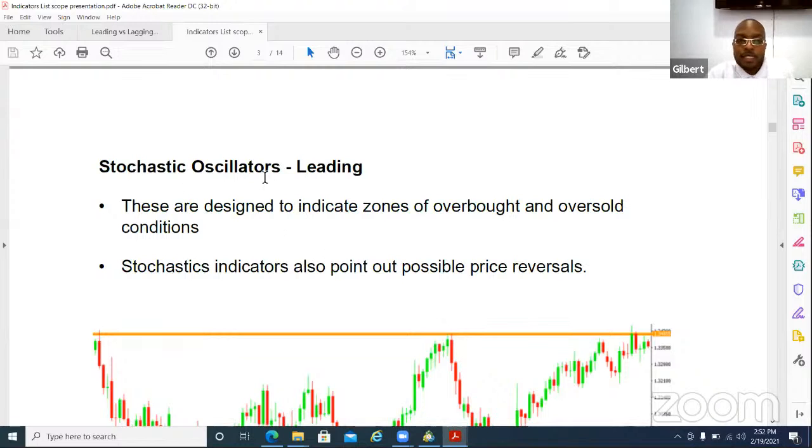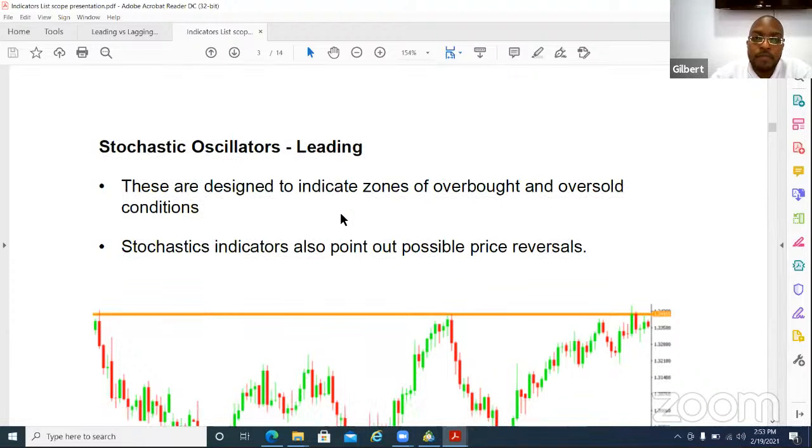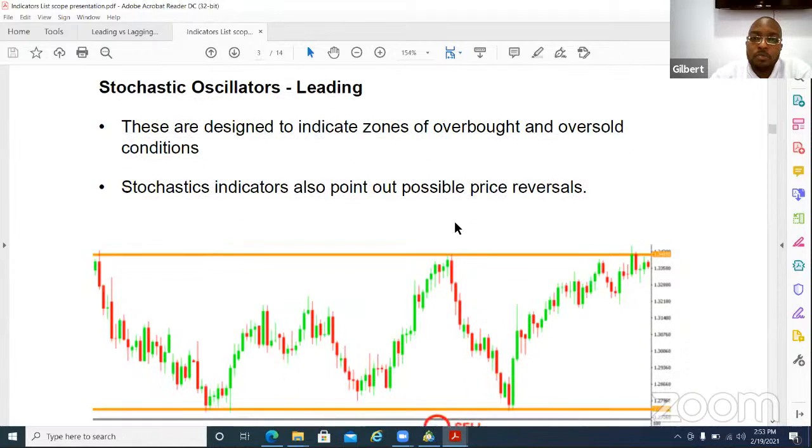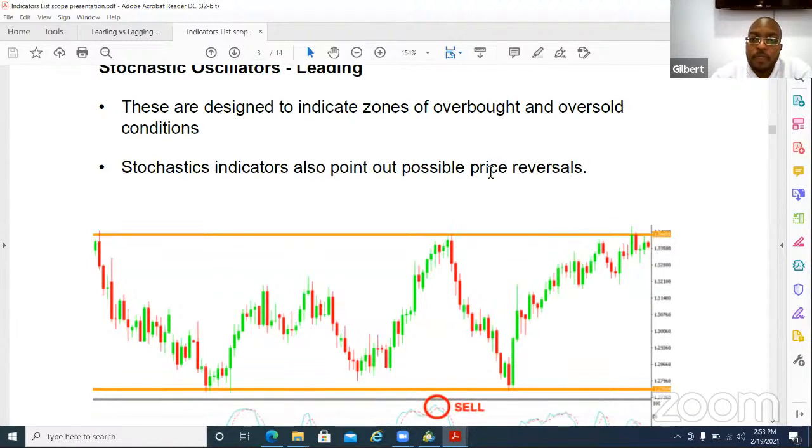We have the stochastic oscillator. This is a velocity indicator or a momentum indicator, and it's leading. These stochastic indicators are designed to indicate zones of overbought and oversold conditions. So stochastics is similar to RSI in that regard. Stochastic indicators also point out possible reversal points.